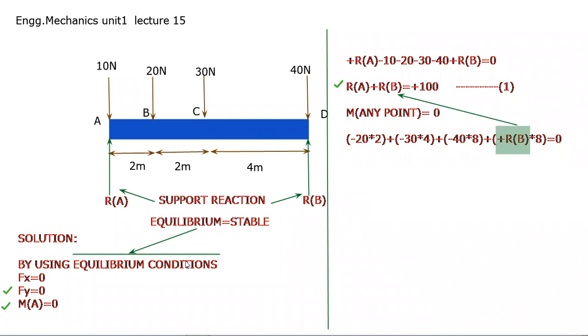So in this manner, you will be able to find the values of RA and RB. After finding these values, you get the support reactions, and the unit will be Newton. Okay, so I request all of you to solve this numerical on your own.